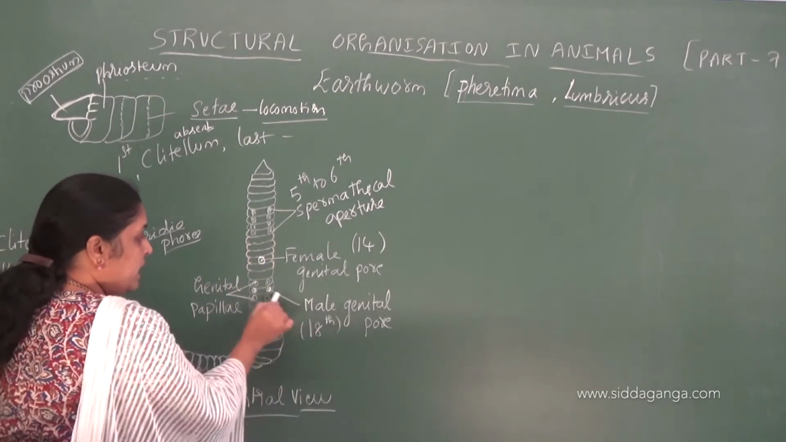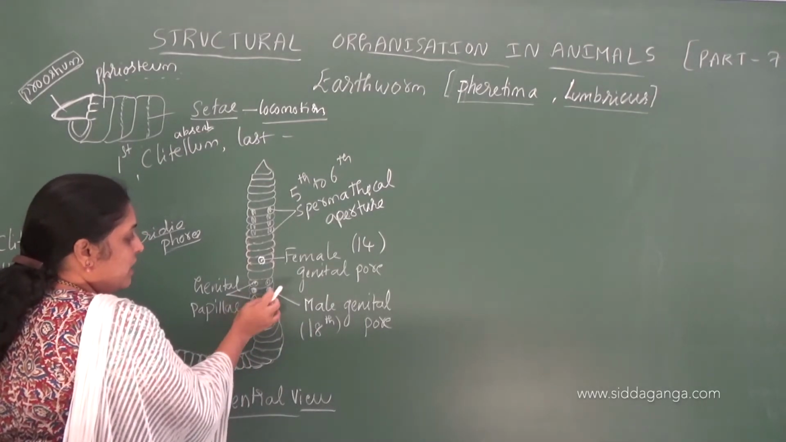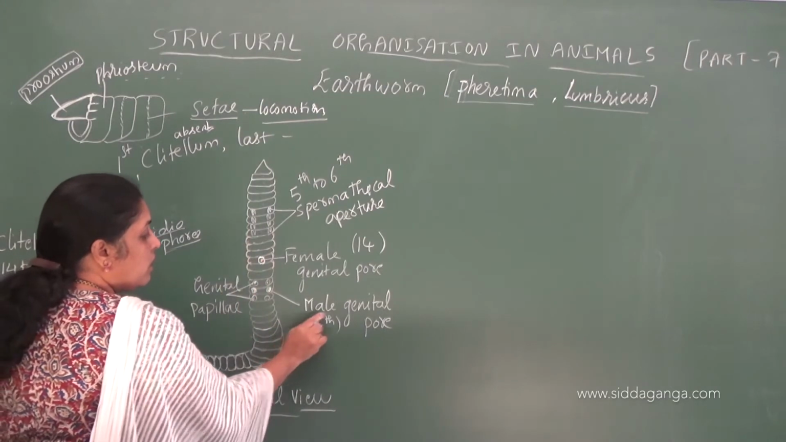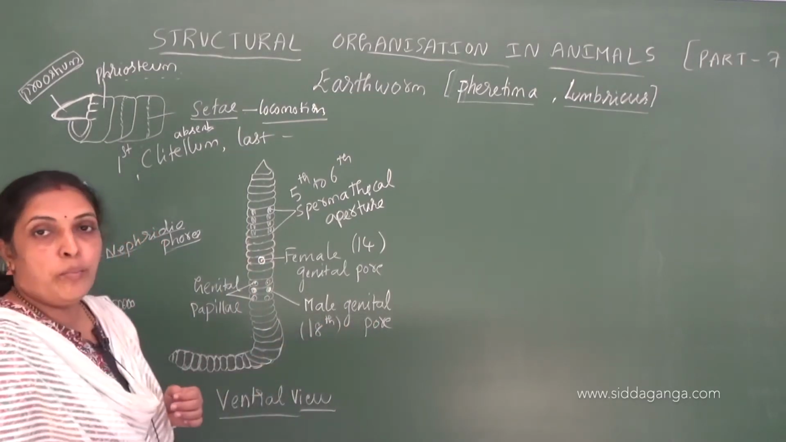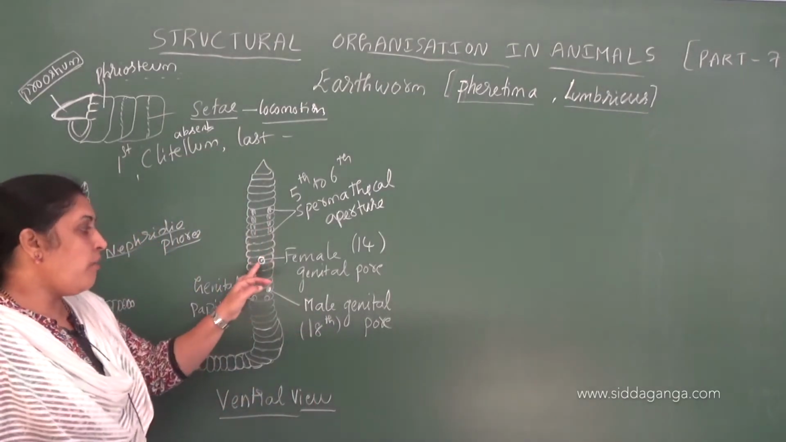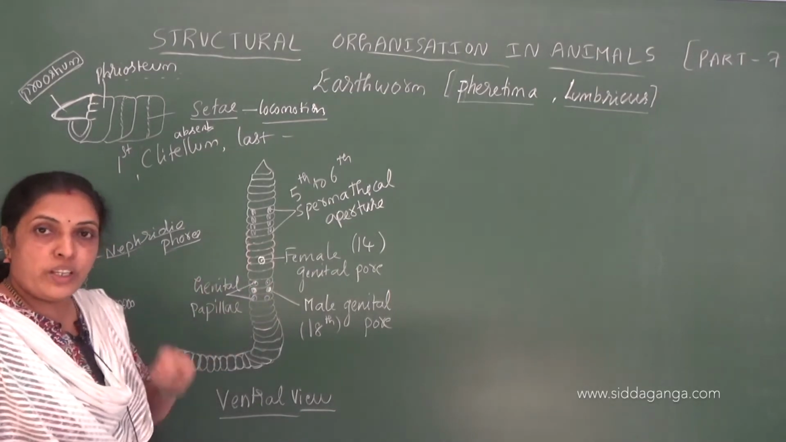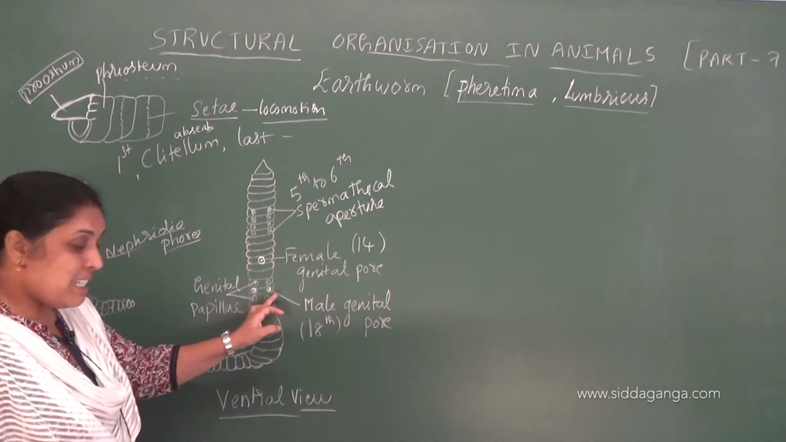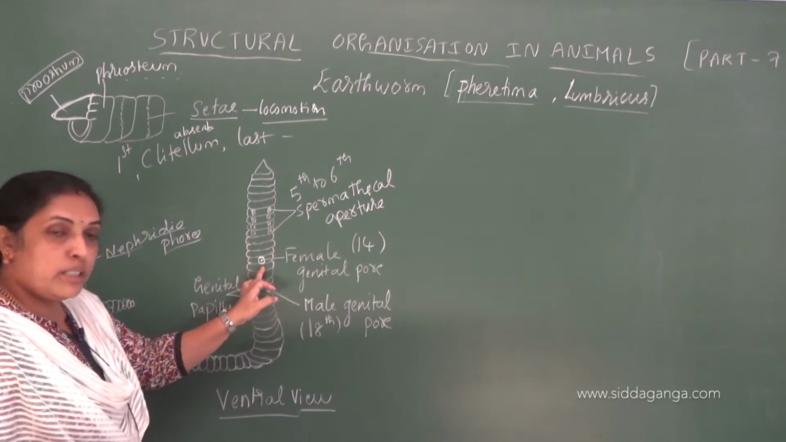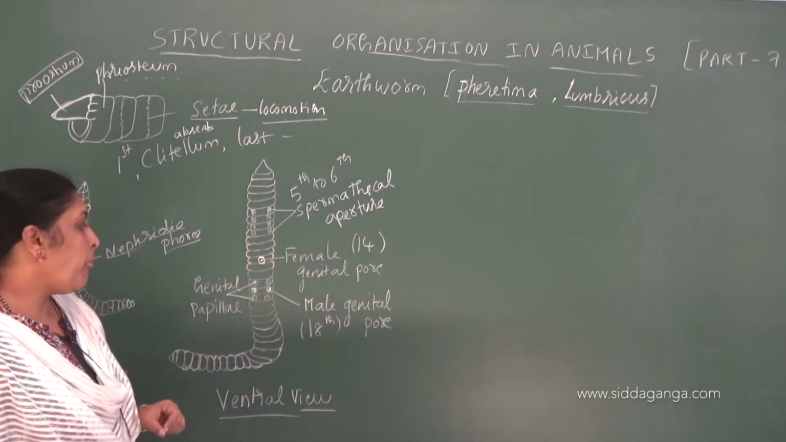And in the 18th segment, at the lateral side, we see a pair of openings. It is called the male genital pore. See here, in female we have only one opening, whereas in male we have a pair. Two openings are there on the lateral side, whereas the female opening is present at the center, the mid ventral side.